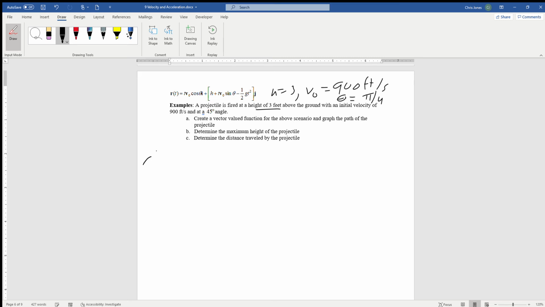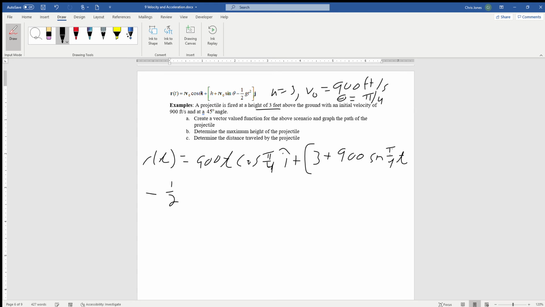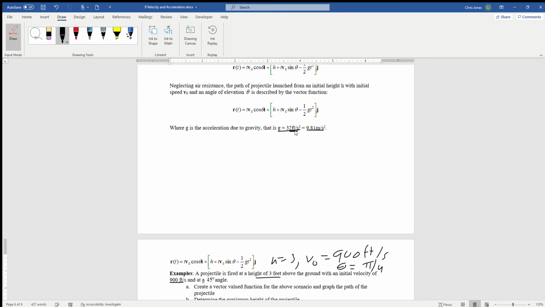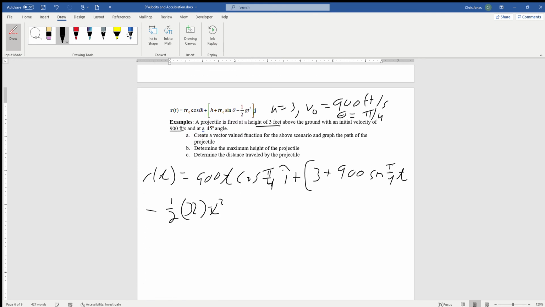So r of t is going to be equal to 900t times the cosine of theta, so that's cos of pi fourths, i, plus the initial height, which we said was 3 feet, plus the initial velocity, which was 900, times sine of pi fourths times t, and then minus 1/2 gravity times t squared, and because we're dealing with feet per second, we're going to end up using 32 feet per second squared for g, and that's in the j direction.